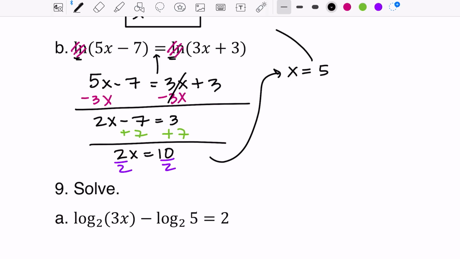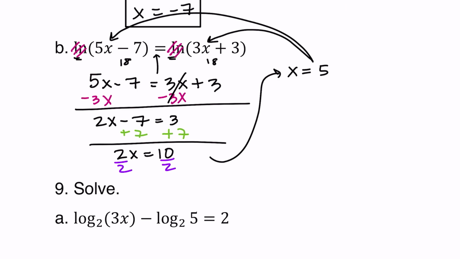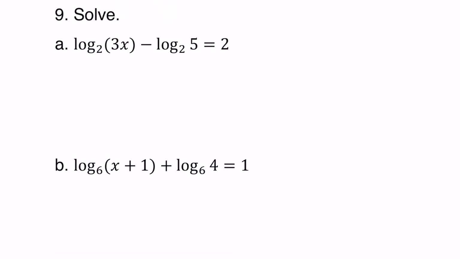And you can actually plug these both in for x to see that they are in fact equal. 5 times 5 is 25 minus 7 is 18. So it's the natural log of 18. And 3 times 5 is 15 plus 3, which is also 18. So you can see that they're equal. Let's go ahead and take a look at the next one.